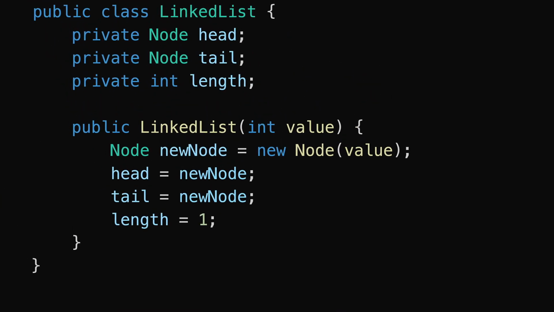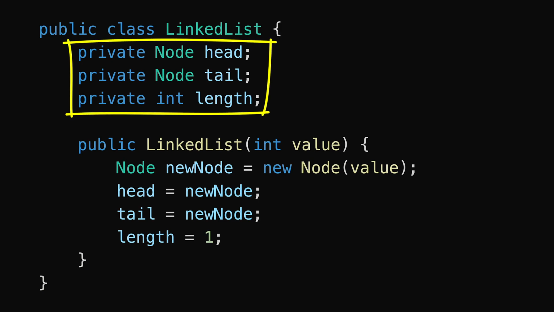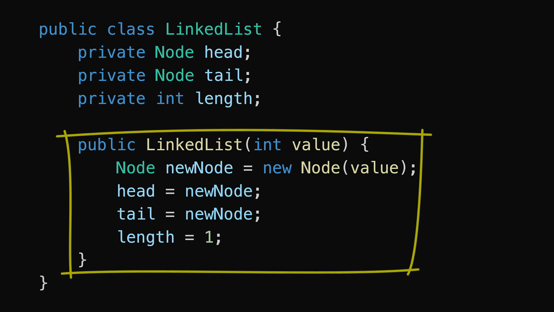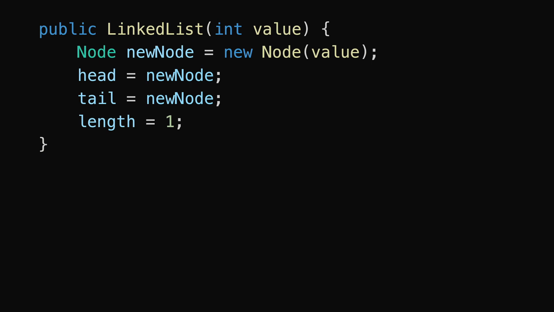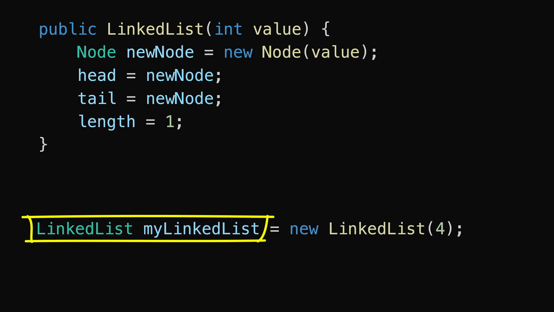So let's bring back the rest of our code. This is our entire linked list class. We have our 3 class variables, and then we have our constructor here. So let's focus back in on this constructor again. The way we would create a new linked list would look something like this. Our variable name is myLinkedList. It is of type linked list, which means that variable can point to a linked list.